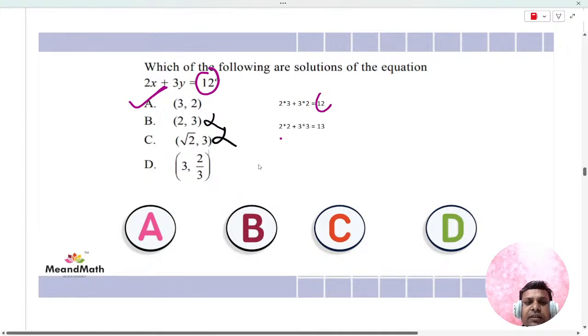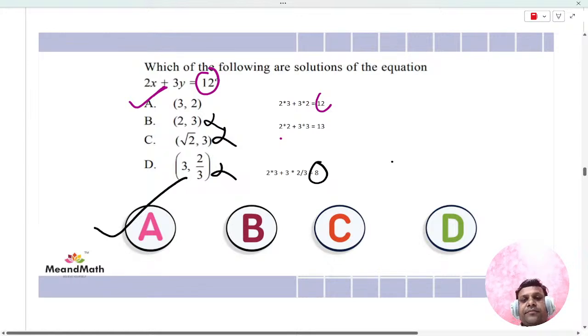नाउ लेट्स मूव फॉर द फोर्थ ऑप्शन. 2 into 3 plus 3 into 2 by 3. So this is going to be 8. Again, this 8 is not equal. So the fourth option is also wrong. The answer is A is the correct answer.